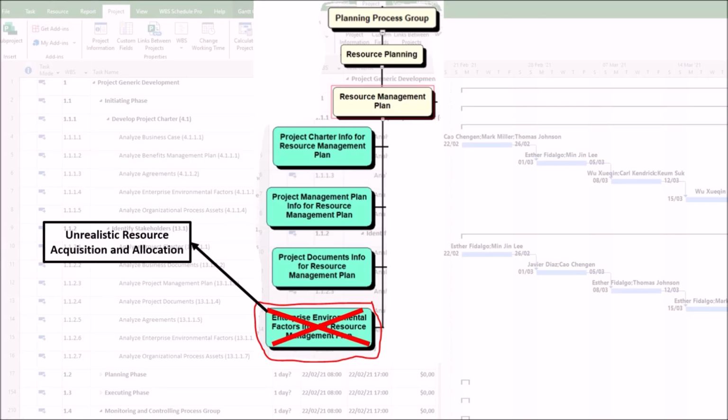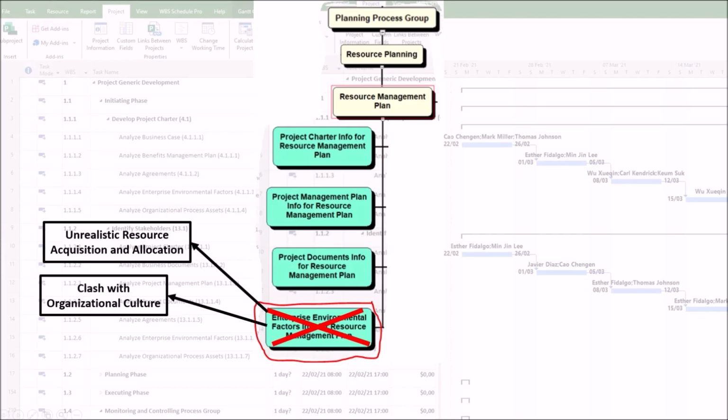1. Unrealistic resource acquisition and allocation. The harm is planning for resources you cannot obtain. For example, a plan is created requiring 5 senior data scientists based on the project's technical needs, but the enterprise environmental factors analysis failed to detect a company-wide hiring freeze and that all existing senior data scientists are already allocated to other strategic projects. The plan fails from the start.